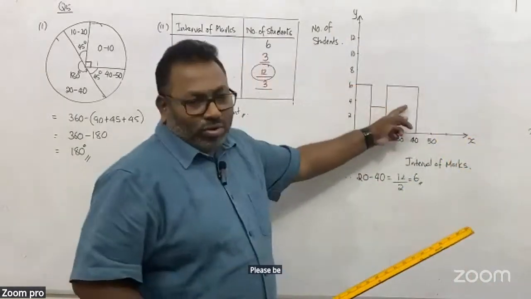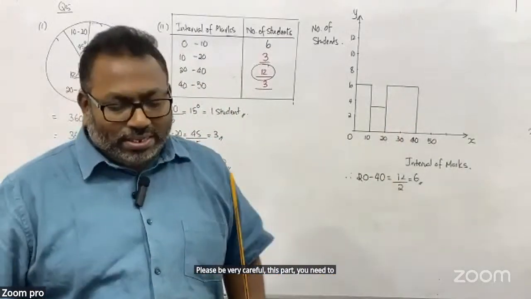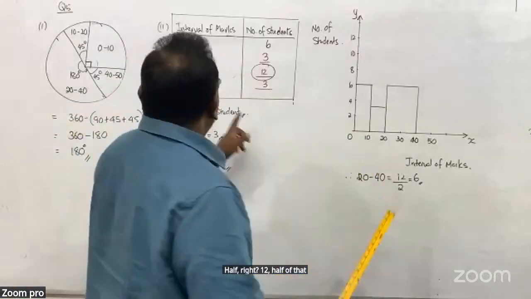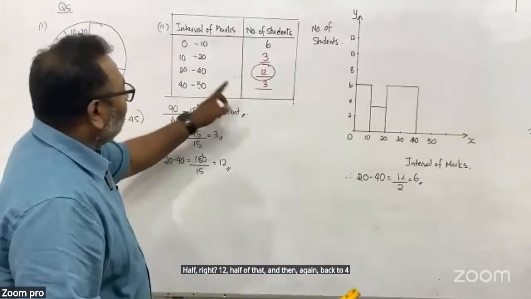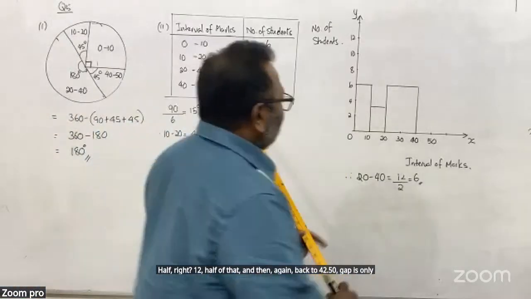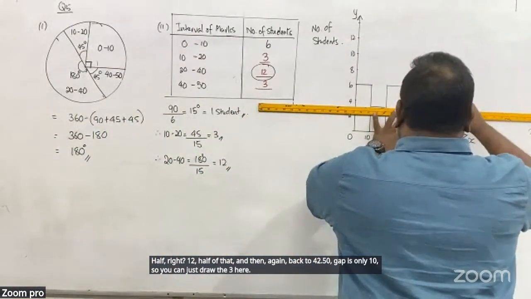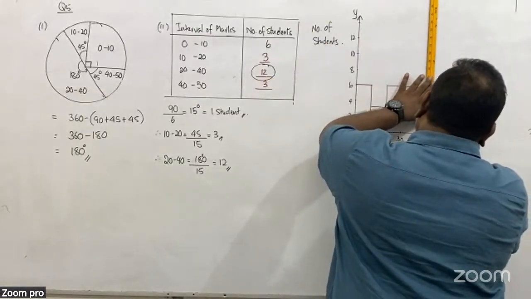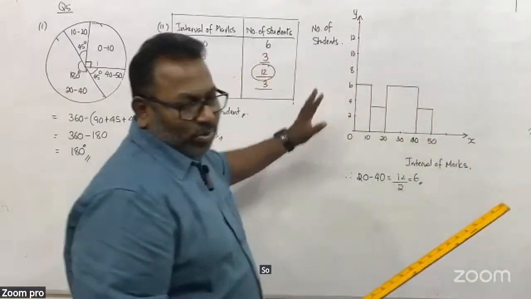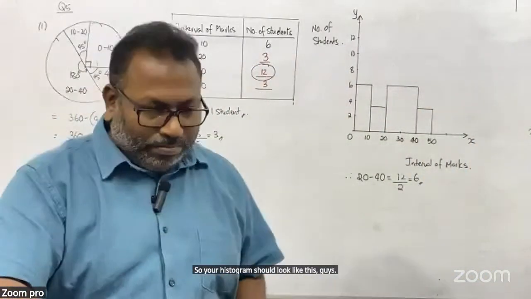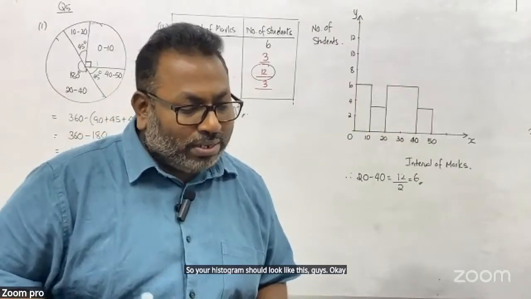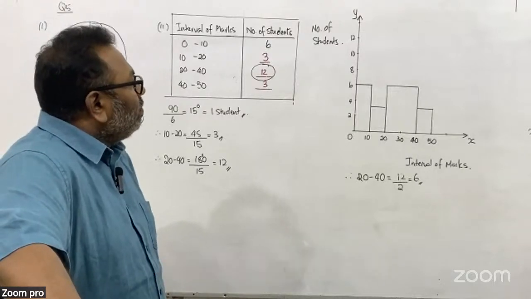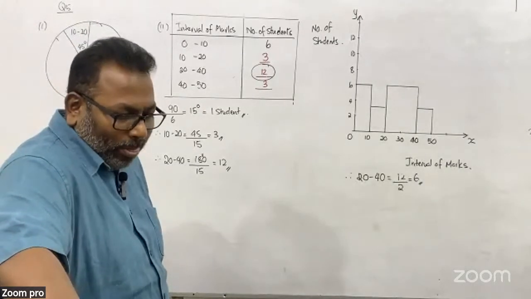Please be very careful. This part you need to show as half, right? 12, half of that. And then again back to 40 to 50, the gap is only 10. So you can just draw the 3 here. So your histogram should look like this, guys. Okay. Please be careful how you draw this.